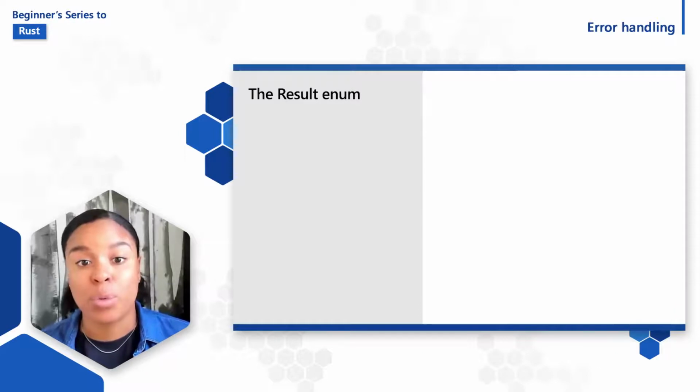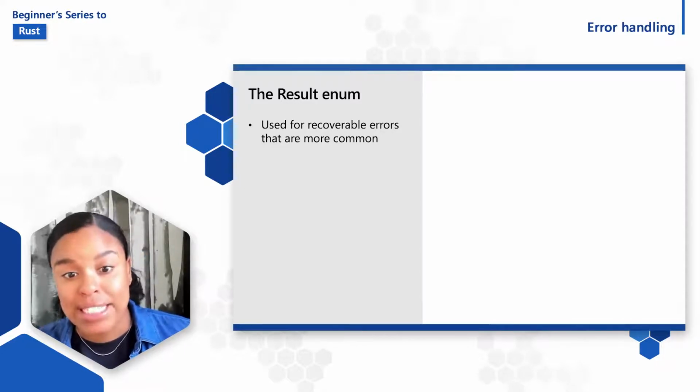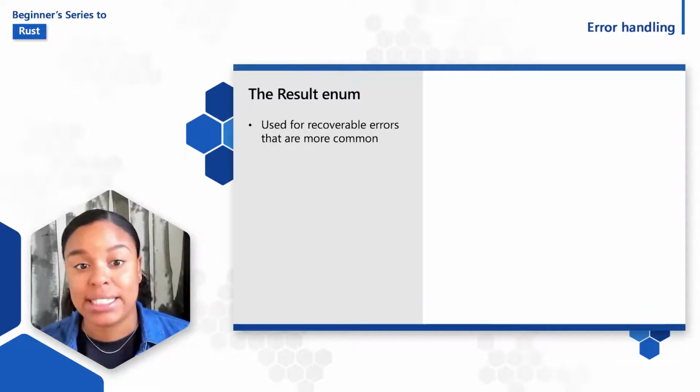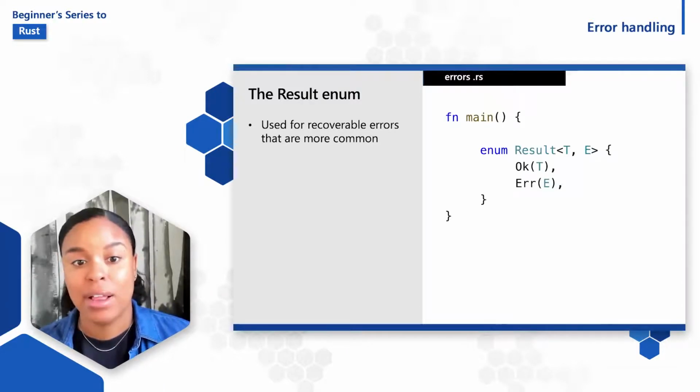For other recoverable errors that are more common, the Result type can be used. Examples of recoverable errors might be when a function fails or an operation that you expect to work doesn't. Maybe your program tries to open a file that doesn't yet exist. Luckily, Rust provides the Result enum for returning and propagating errors. The Result enum is defined as the following.